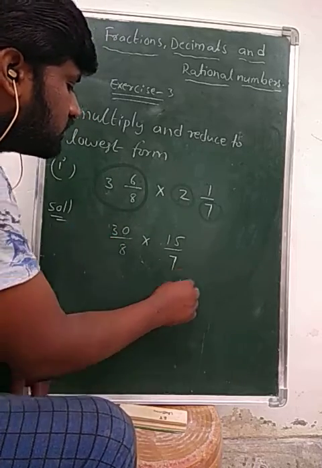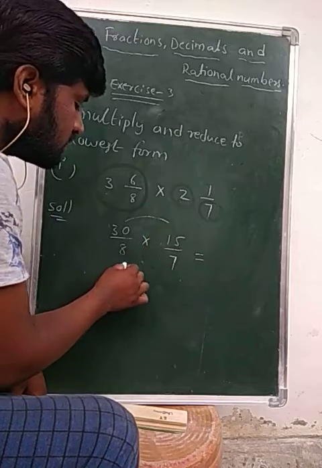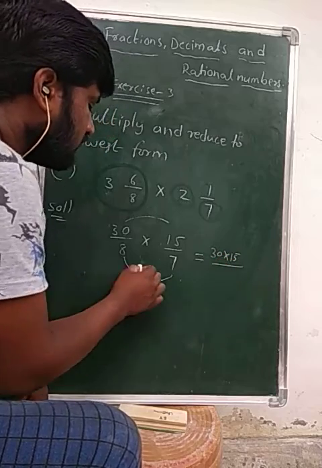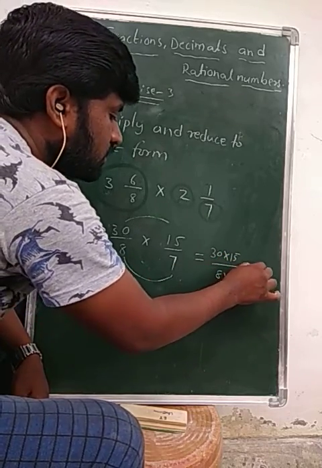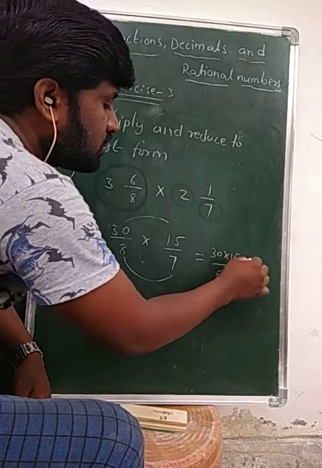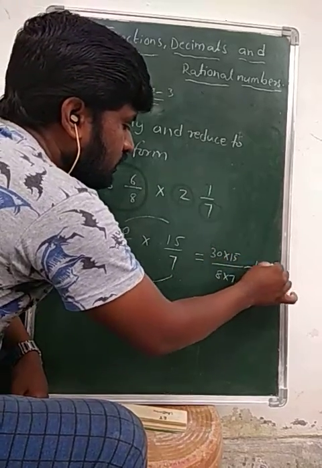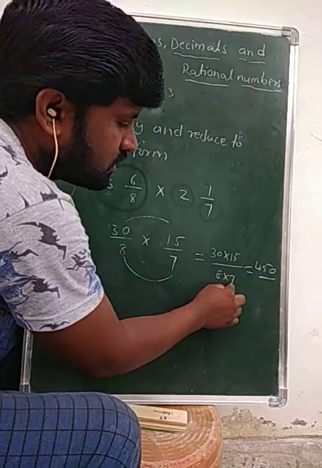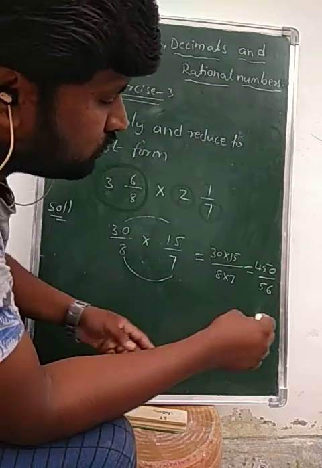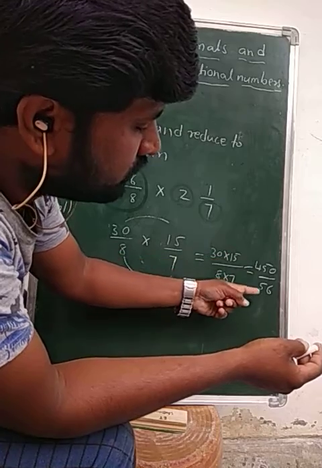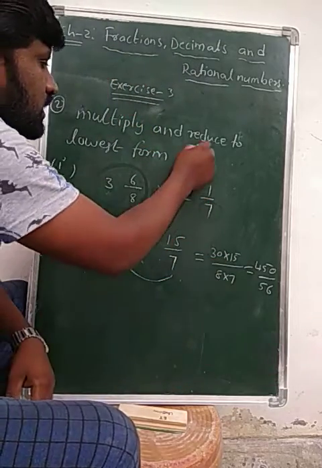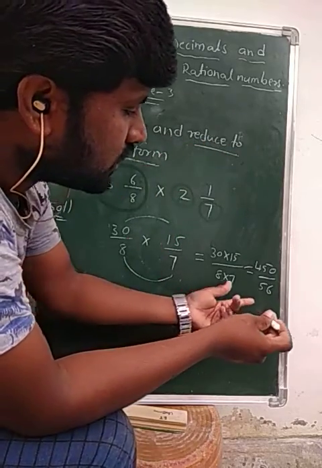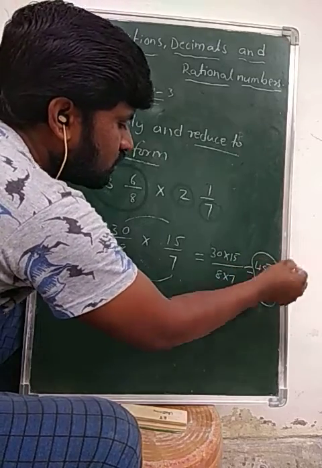So by multiplying the product of their numerators by the product of their denominators, that is 30 into 15 by 8 into 7. Okay, so 30 15s are, simply 15 3s are 45, 0 right here, means 30 into 15 we get 450 by 8 7s are 56. Now we get their product is 450 by 56. We multiply and reduce to lowest form. How to write this one in lowest form?